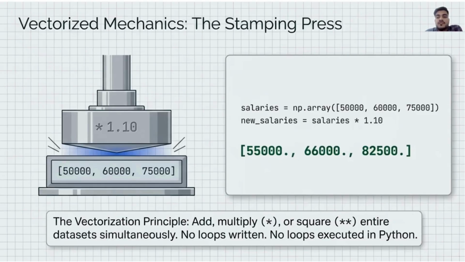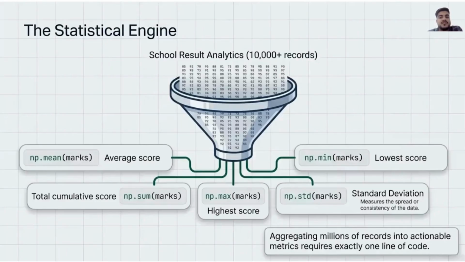With NumPy, you can add, multiply, or square an entire dataset simultaneously. If you want to increase an array of 1 lakh salaries by 10%, you simply multiply the array by 1.10. The operation happens instantly, with no loops written and zero loops executed in standard Python. This is how vectorization mechanics works. Now moving toward the next slide, which is about the statistical engine in NumPy.